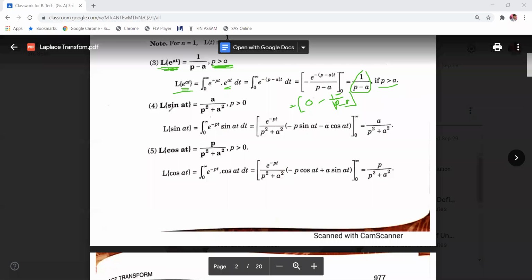Similarly, in a similar fashion, we can find the Laplace transform of sine of at, where a is a constant. The Laplace transform of sine of at is a by p square plus a square, where p should be positive.